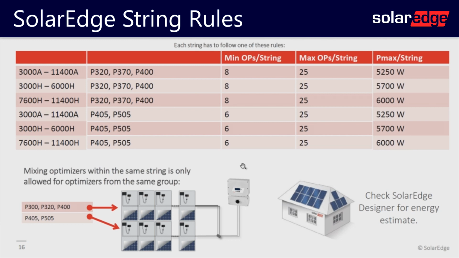So the SolarEdge design rules are pretty simple. We can see that the minimum string length is going to be 8 optimizers if you're using a P320, 370, or 400. And the maximum power per string is going to change based on the inverter that you're using. Notice how the P320, 370, and 400 are in the same group, and the P405 and 505 are in a different group. Basically, it's their output voltage. So you can mix and match 405s and 505s in the same string, as well as 320s, 370s, and 400s in the same string, but you cannot put a 405 in the same string as a 400.